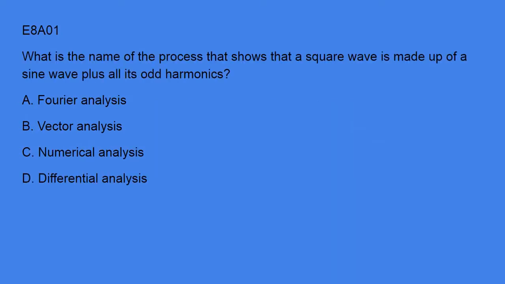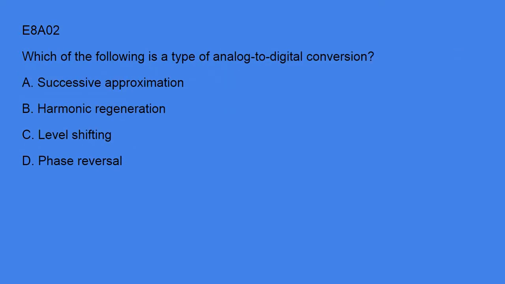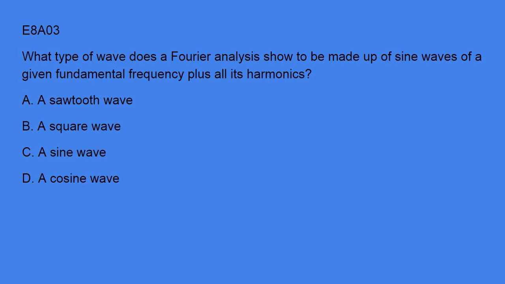E8A01, what is the name of the process that shows that a square wave is made up of a sine wave plus all of its odd harmonics? That's a Fourier analysis. E8A02, which of the following is a type of analog to digital conversion? Successive approximation. E8A03, what type of wave does a Fourier analysis show to be made up of a sine waves of given fundamental frequency plus all of its harmonics? That answer is a sawtooth wave.